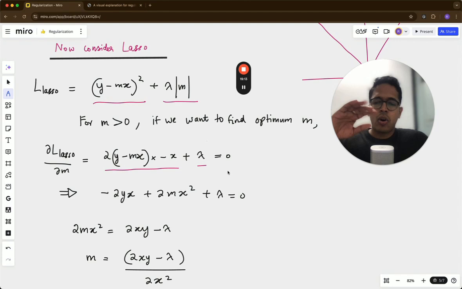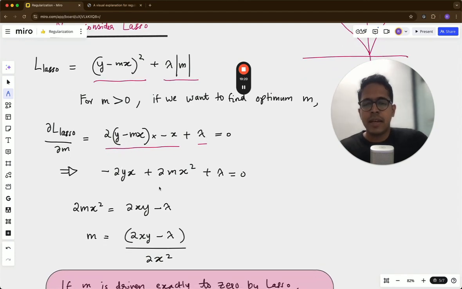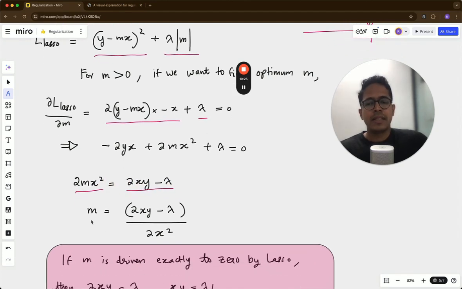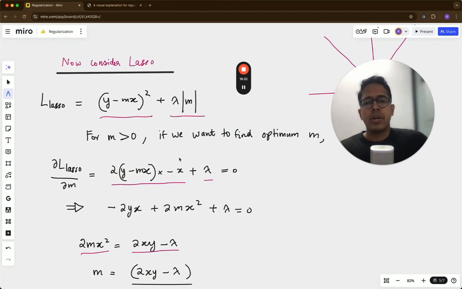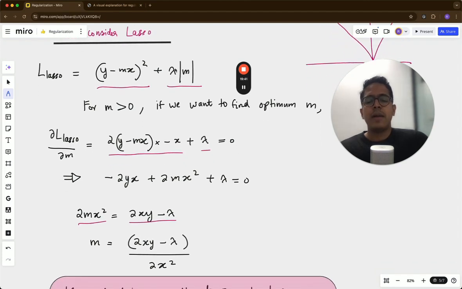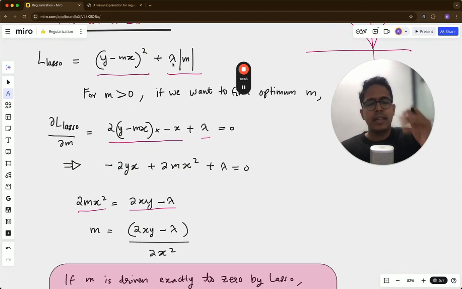And now we can bring all the terms with m on one side of the equation and all the terms without m on the other side. So we can expand this term and write 2mx square equal to 2xy minus lambda, which means m equal to 2xy minus lambda divided by 2x square. Now, why did we do this calculation? Because we wanted to prove that for lasso regression, it is possible that for big values of lambda, you can push the model parameters close to 0. And let's see how that happens.